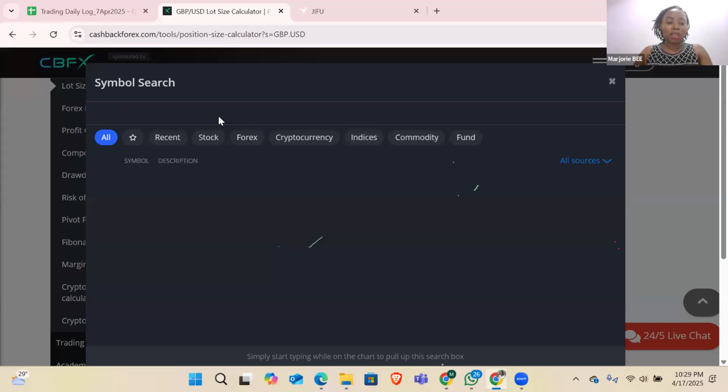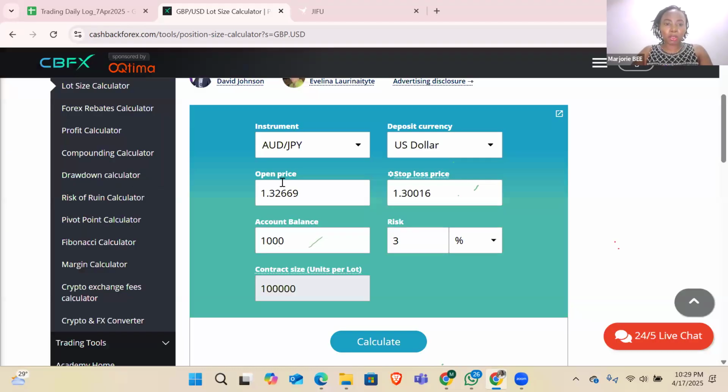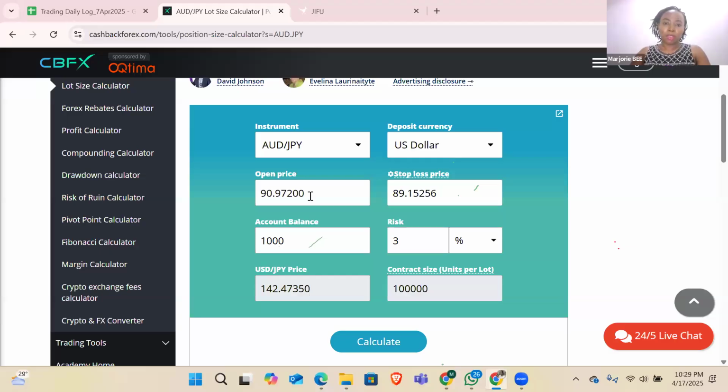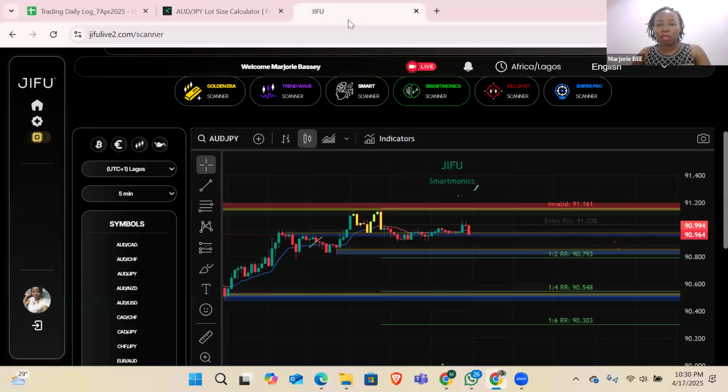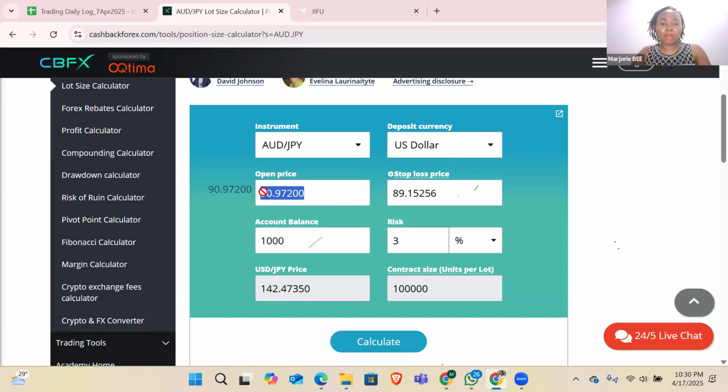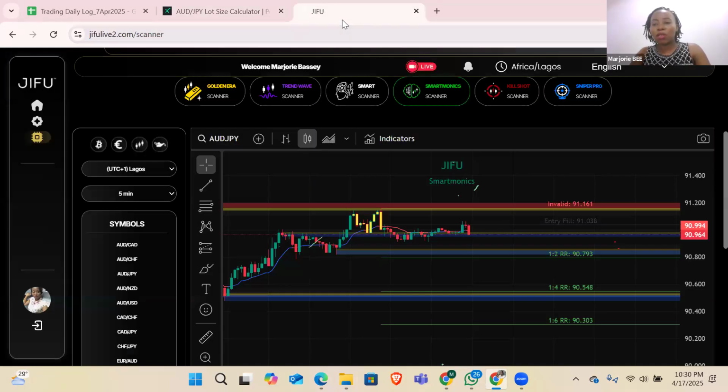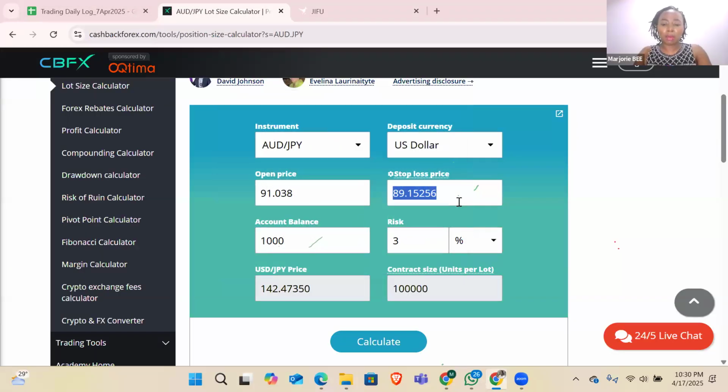So you pick the instrument. They ask you for instruments, and you pick AUD JPY. Then they ask you for the open price, your entry price. So you come here on JIFU, what's the entry price? 91.038. And then what's your stop loss price? Your stop loss is 91.161.